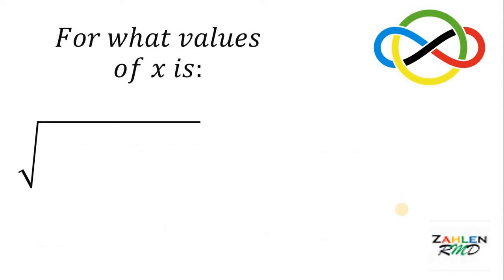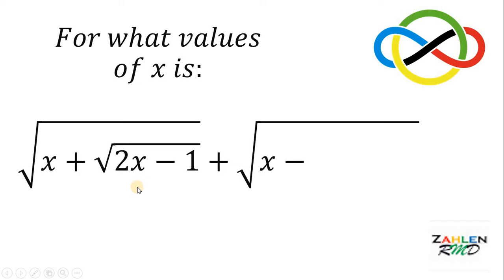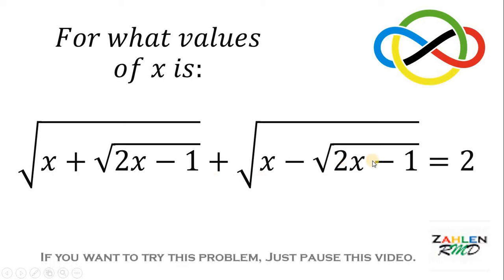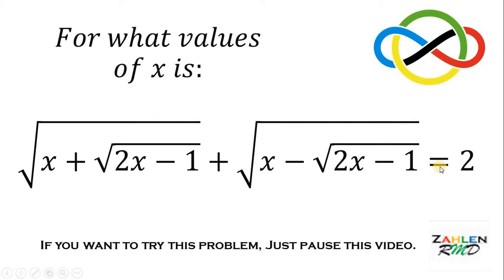Here's the question. For what values of x is the square root of x plus the square root of 2x minus 1 plus the square root of x minus the square root of 2x minus 1 equals 2? This is just a subpart because the real question is, for what values of x does this equation equal, the first part is square root of 2, the second part is equal to 1, and the third part is equal to 2.